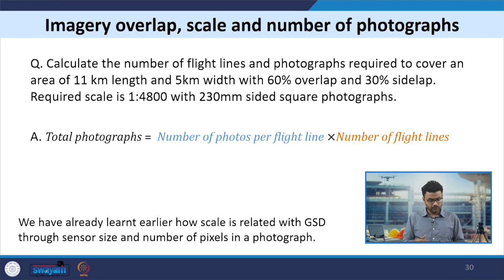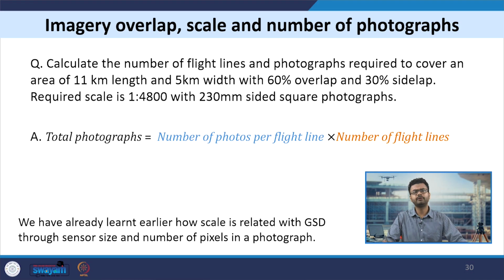So let's look at this through a numerical to better understand this. The numerical is: calculate the number of flight lines and photographs required to cover an area of 11 km length and 5 km width with 60% overlap and 30% side lap. Required scale is 1:4800 with 230 mm sided square photograph. And we have earlier already learned how scale and ground sampling distance are related to each other through sensor size and number of pixels in a photograph.